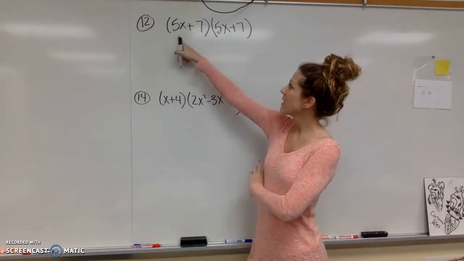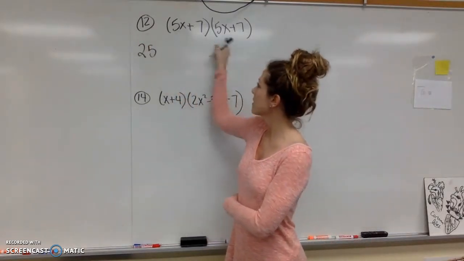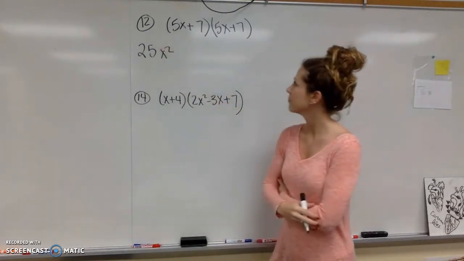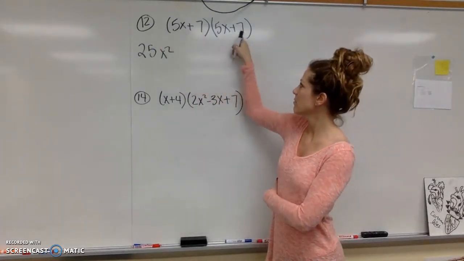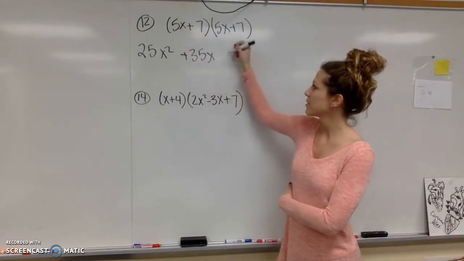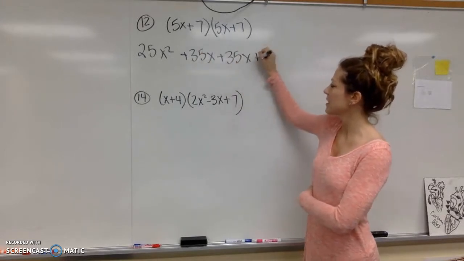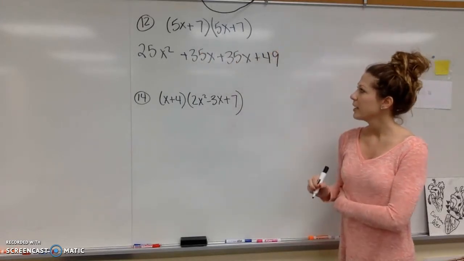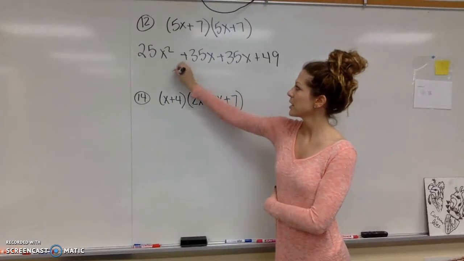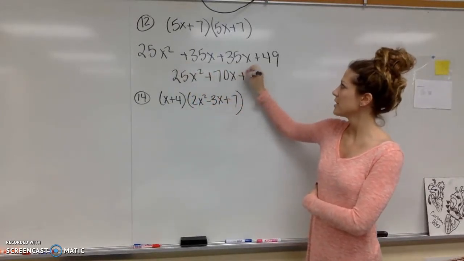So we're going to take 5x times 5x, so 5 times 5 is 25, x times x is x squared. Then we're going to take 5x times 7, so that's 35x. 7 times 5x is 35x. And 7 times 7 is 49. So when we combine our middle terms, we get 25x squared plus 70x plus 49.